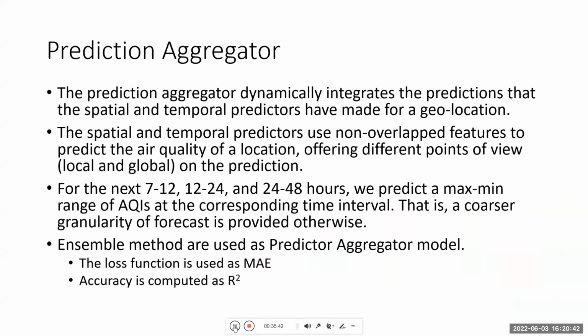As I said, there are the temporal and spatial predictors. So we have a prediction aggregator which dynamically aggregates the inflection factors like change of velocity and change of wind direction, and then it predicts using SVR as the final one. We predict for 7 to 12 hours, 12 to 24 hours, and 24 to 48 hours windows with mean and max values, whereas 1 to 6 hours is a continuous prediction. So overall, we do a 24 to 48 hours prediction in advance with this model.